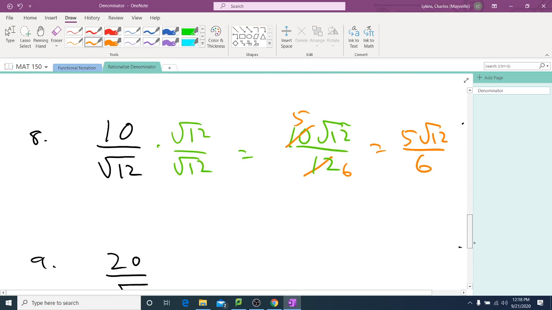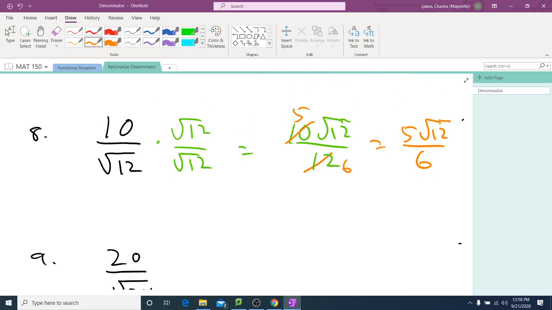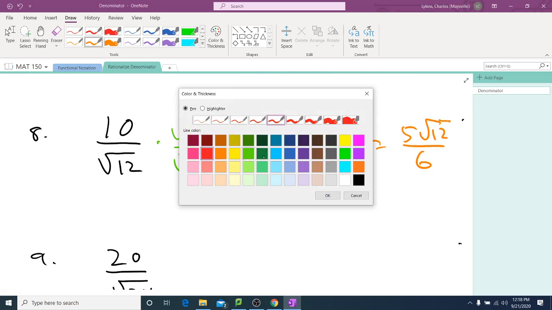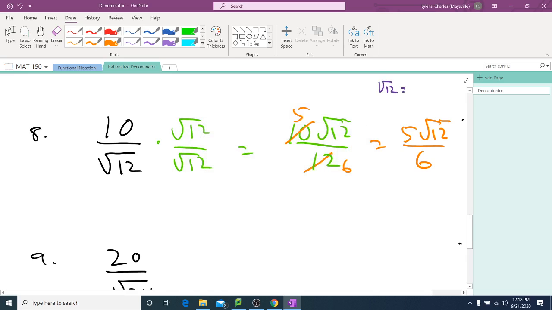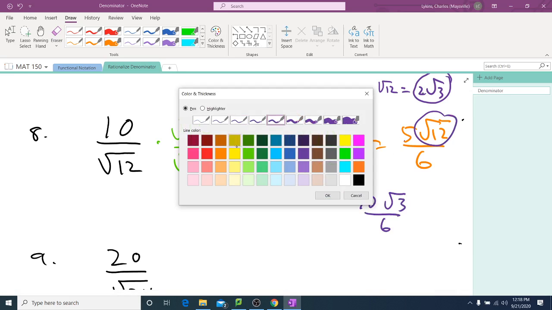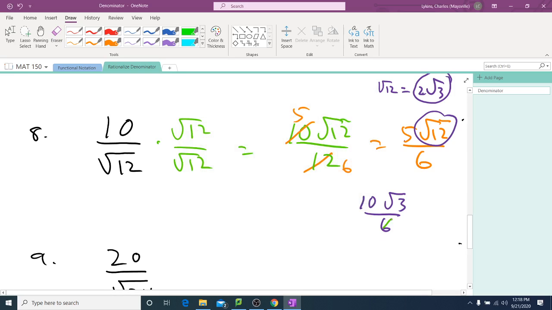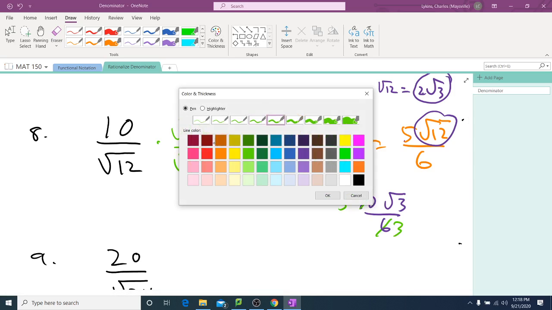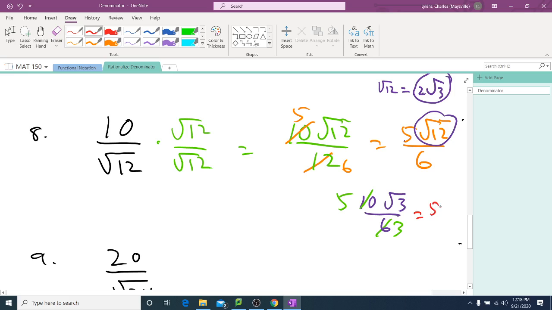Now, if they want you to break it down, remember, right off the bat, if you want to keep this in your notes, the square root of 12 equals 2 square root of 3. So when I take this and replace it by this, you'd say 2 times 5 is 10 square root of 3 over 6. And now to reduce it, 2 goes into 6 3 times. 2 goes into 10 5 times. So it's going to be 5 square root of 3 over 3.